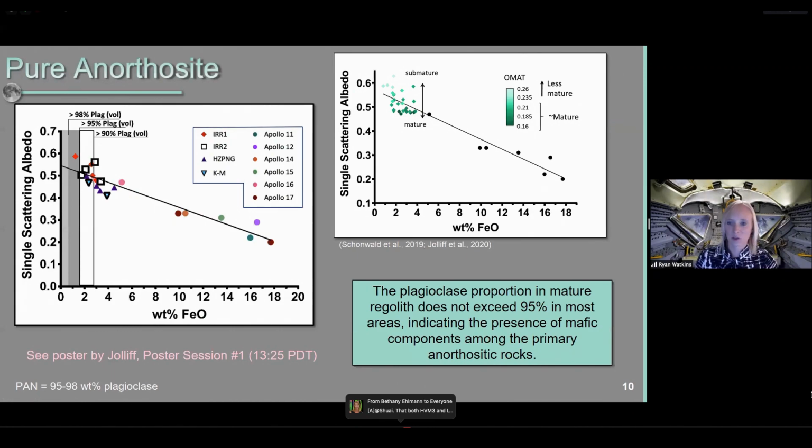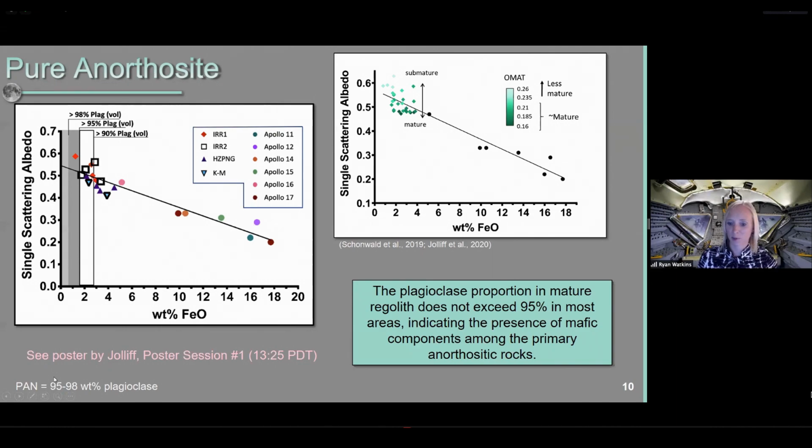We can also use these correlations to investigate exposures of pure anorthosite on the moon with the goal of better understanding the distribution of crustal rock types at the NAC scale. And I'll talk through this quickly, but if you want more information, there is a poster by Brad Jolliffe this afternoon. So you can check that out for some more details.